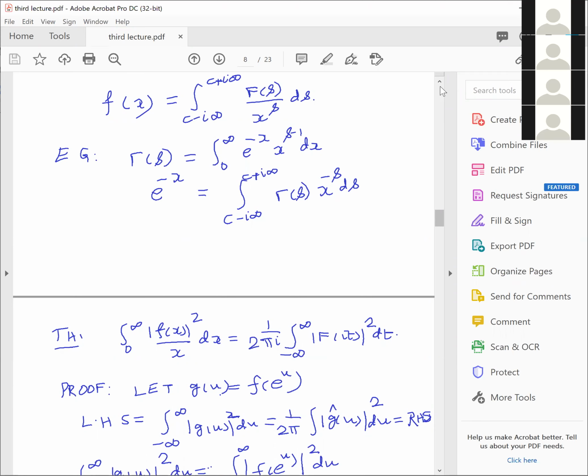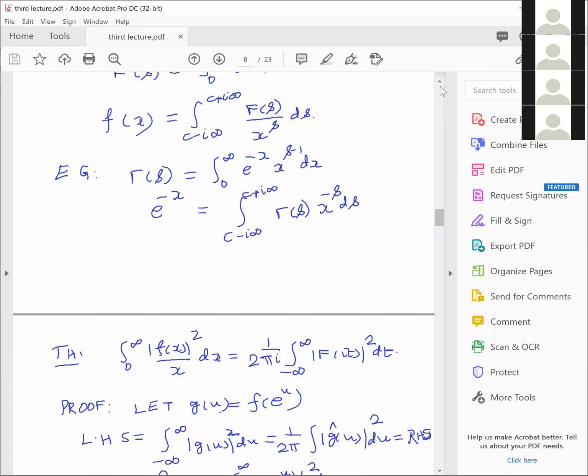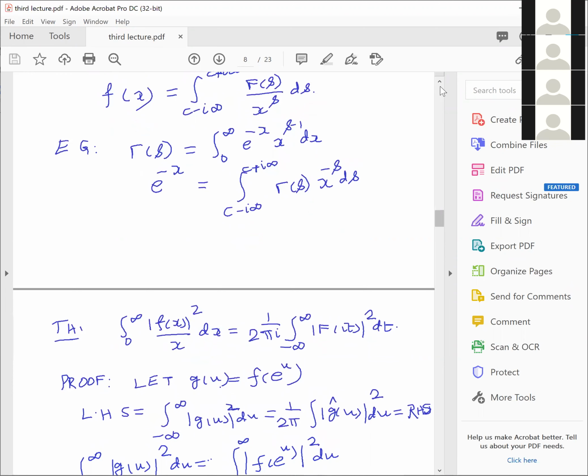Therefore, in the left hand side what you have is this function, and in the right hand side what you have is a Mellin transform. Okay. First of all, let me give you a one line proof of it, and then probably I will explain what this one line proof is. The proof of this theorem: the integral from 0 to infinity of mod f(x) squared dx/x equal to 1 over 2 pi times the integral from minus infinity to plus infinity of mod F(it) whole squared dt.